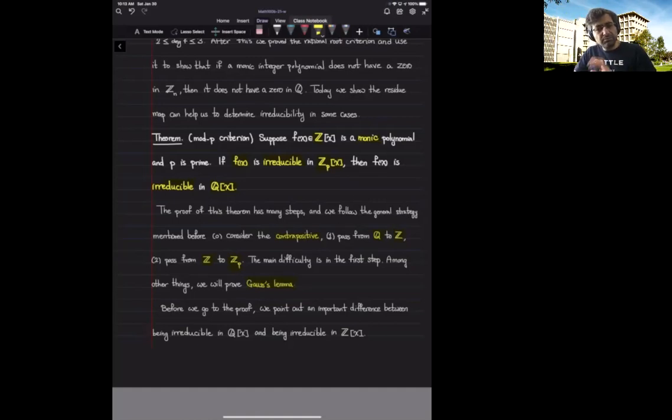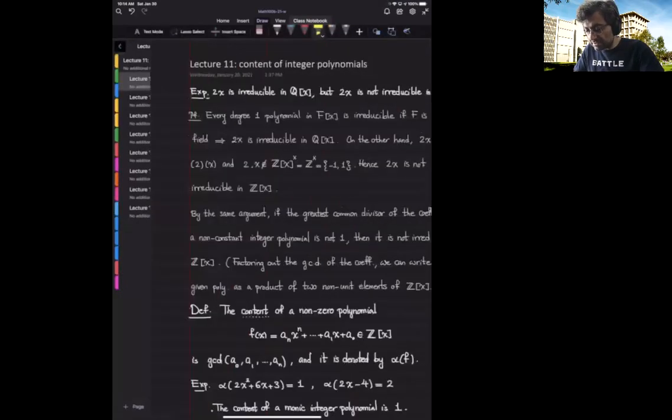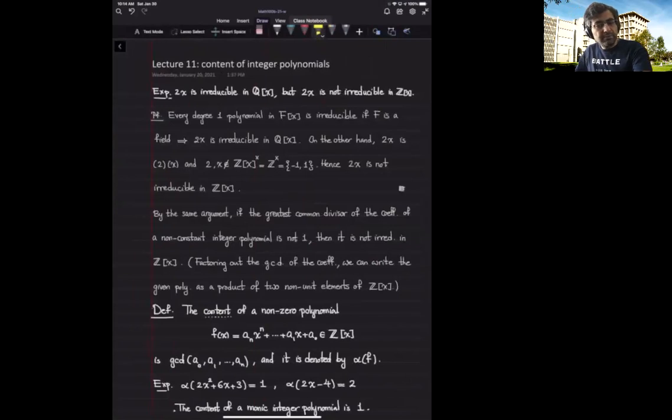But before we get to the proof of this statement, let's start with the subtle difference between irreducibility in Q[x] versus irreducibility in Z[x]. So let's start with one example which illustrates this difference pretty well. If I look at the single monomial 2x, it's a degree 1 polynomial, and therefore in Q[x], it is automatically irreducible. We've discussed that a degree 1 polynomial with coefficients inside the field F is automatically irreducible in F[x].